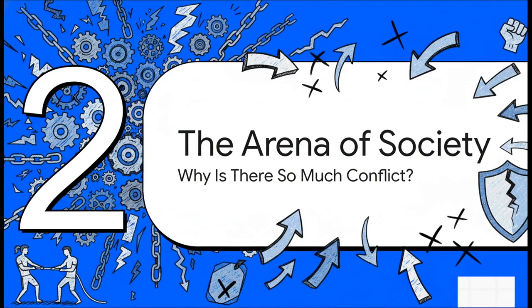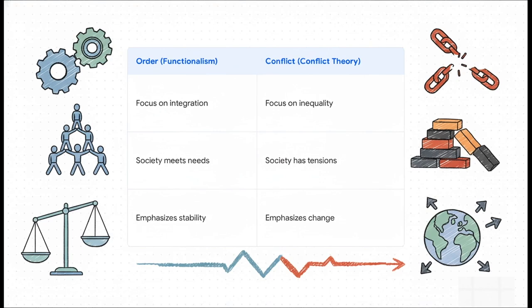Okay, but what if society isn't this smoothly running organism? What if all this talk about harmony and stability is kind of missing the point? This is where we need to switch to a totally different lens, one that looks at the world and asks a very different question. Why is there so much conflict? And you can see the clash right here. On one side, you've got functionalism, all about order, integration, and meeting needs. And then, bam, on the other side, you have conflict theory, which completely flips the script. It's all about inequality, tension, and change. It's not just a different view, it's like looking at a whole different world.